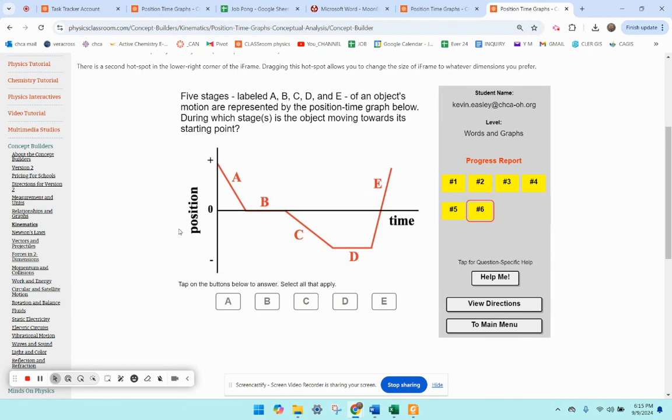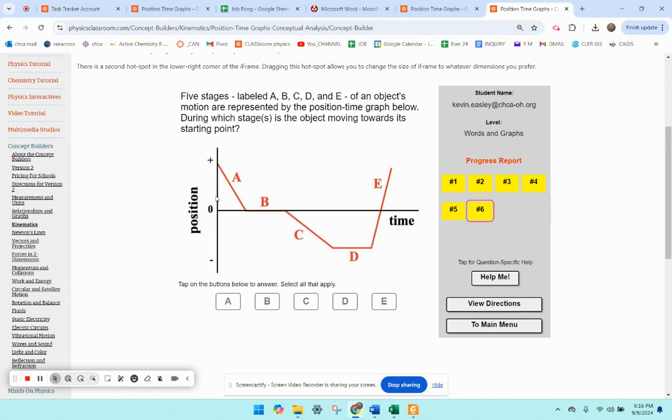Many of these questions are similar. Mostly they have straight lines. I think a couple of the questions have curves, but it's important to think about what stage the object is moving towards its starting point. For all of these questions, they want you to consider negative as being away from its starting point and positive as towards it. So is it moving towards its starting point?